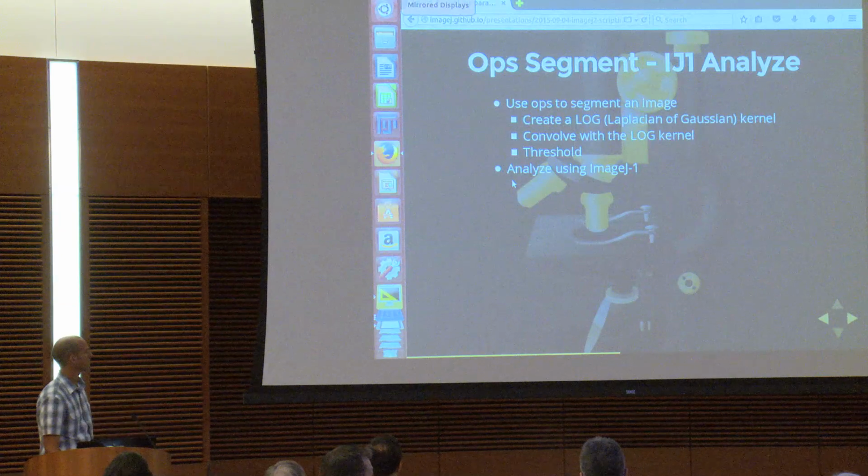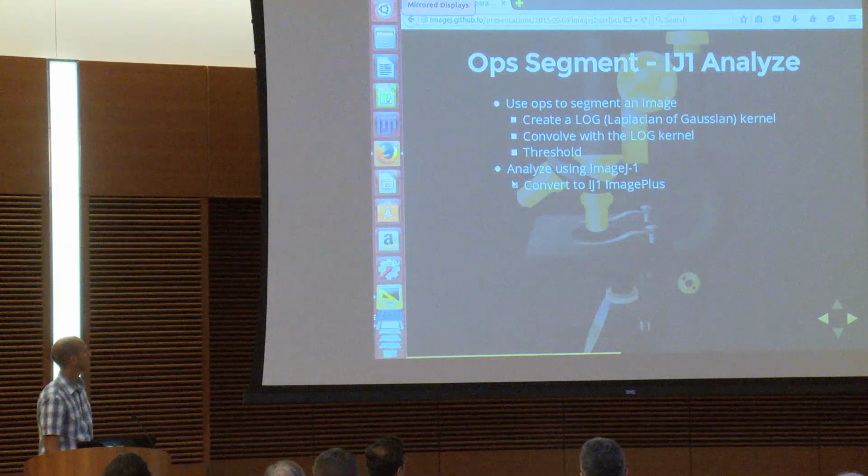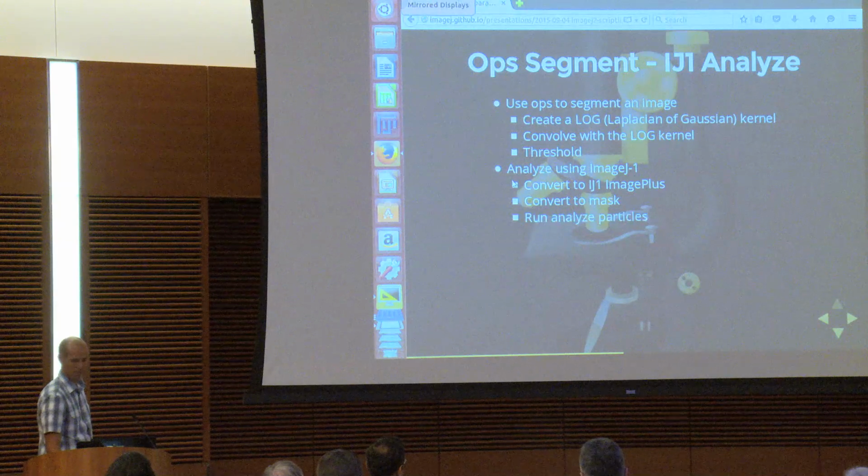So we're basically, in this example, going to create a Laplacian of Gaussian kernel. It's a pretty traditional sort of segmentation routine. We convolve with that kernel, then we apply a threshold, and then we analyze using ImageJ1.